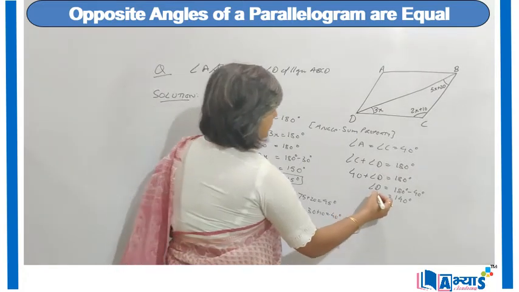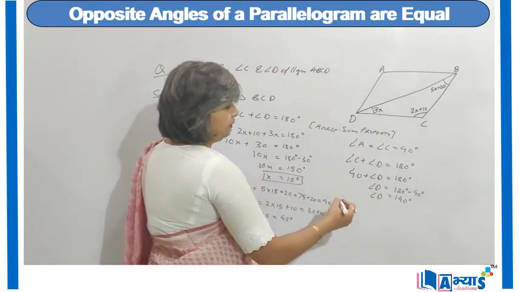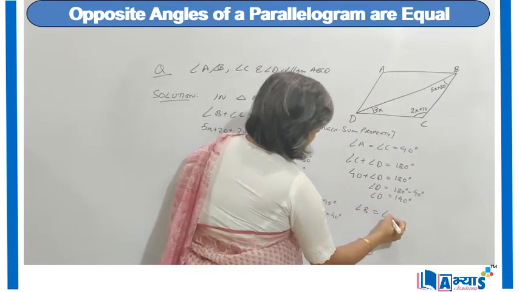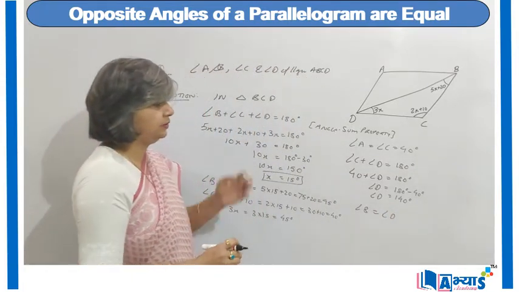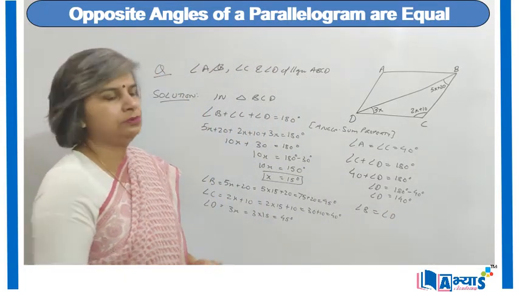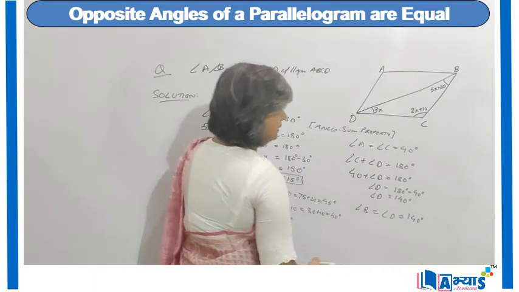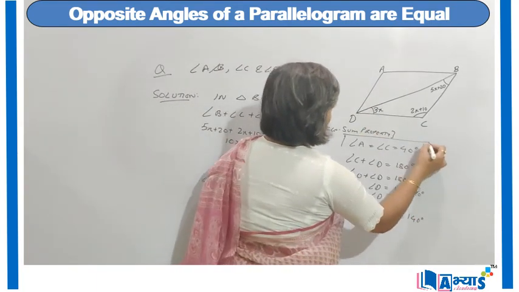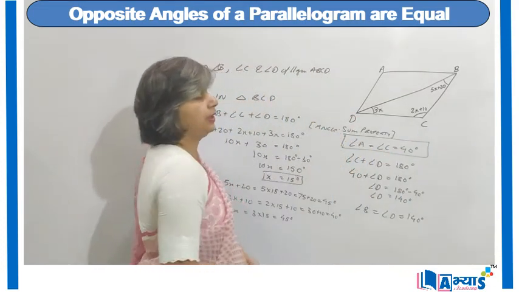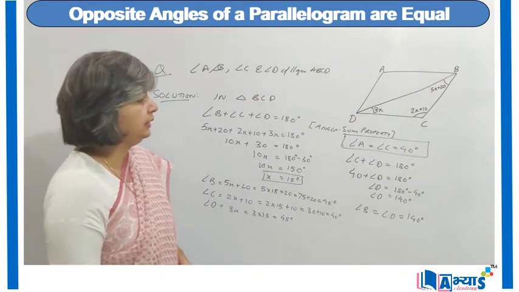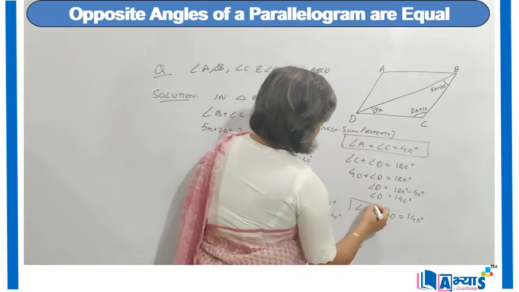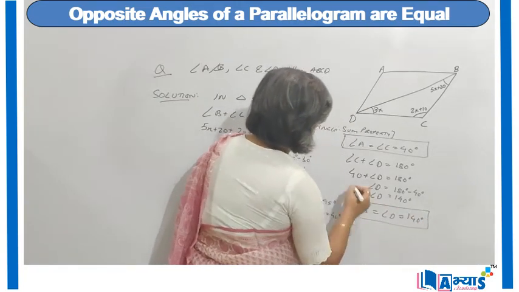Now angle D is 140 degrees, and we know that angle B is equal to angle D because they are the opposite angles of a parallelogram. They are equal. So angle B is equal to angle D, it is equal to 140 degrees. Hence we have found that angle A is equal to angle C is equal to 40 degrees, and angle B, that is equal to angle D, is 140 degrees.